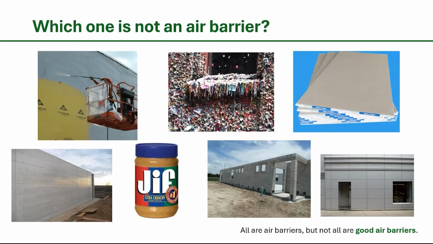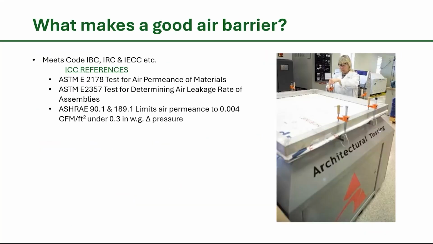And what do I mean by that? Well, what does concrete or concrete masonry do? It shrinks, it cracks. What does sheetrock do? It shrinks, it cracks. People cut holes in it to put outlet boxes in, extra switches. All of a sudden, it's not an air barrier anymore. So what are we looking for? What makes a good air barrier?